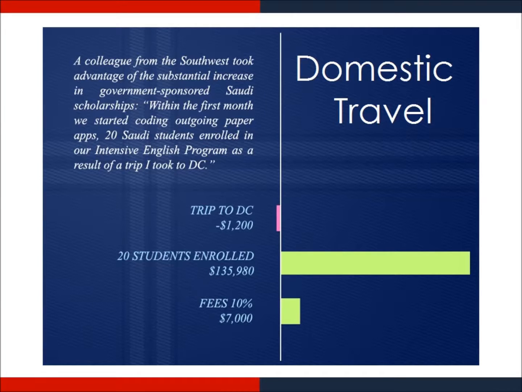So anecdotally, this type of recruitment activity generated the most impressive ROI. The direct result was 20 students from Saudi Arabia who enrolled in an English language program where tuition was $6,800 per year, or about $136,000, plus fees of $350 per student, or an additional $7,000. The ROI came in at nearly $142,000.